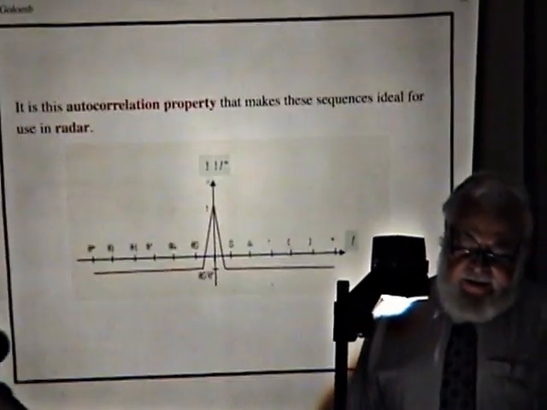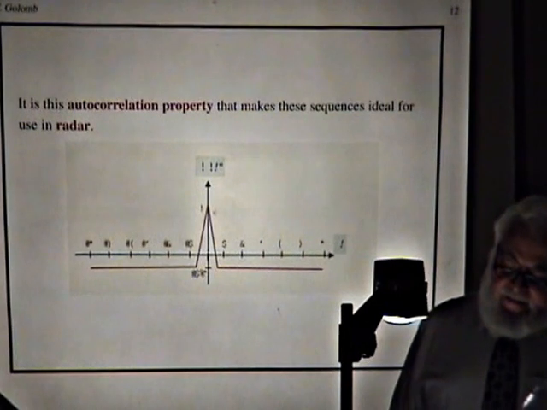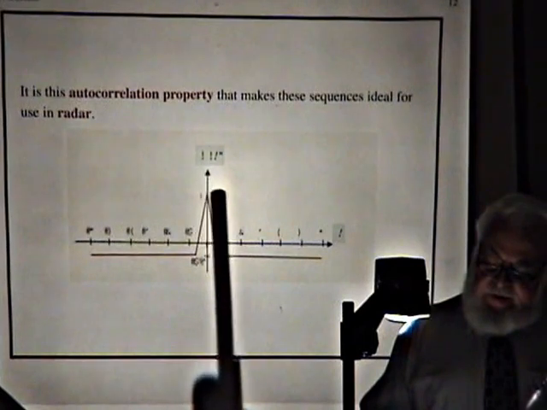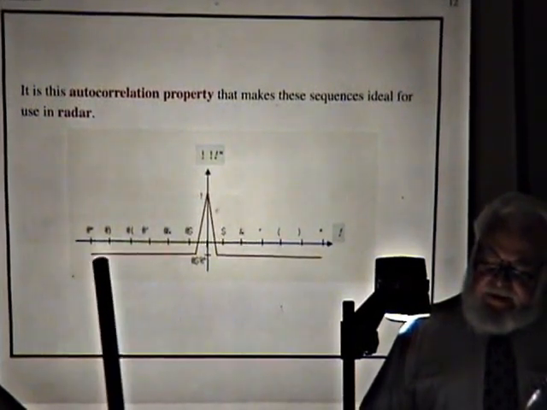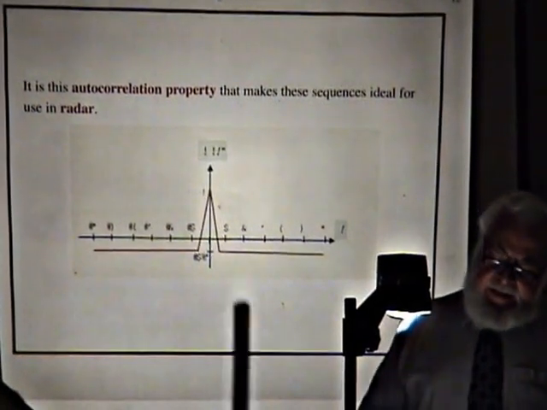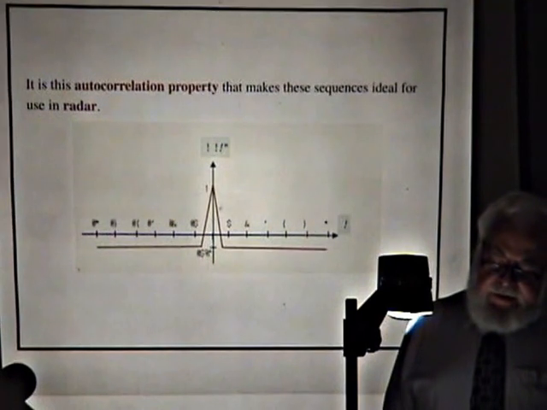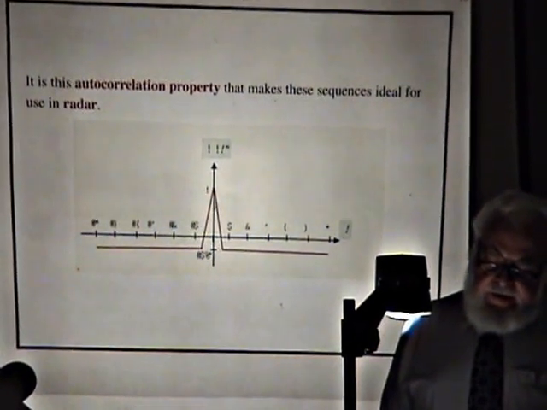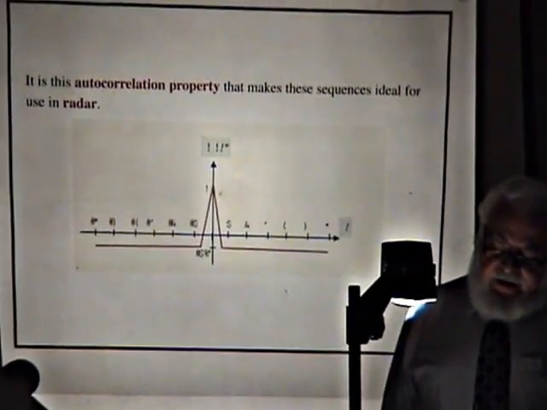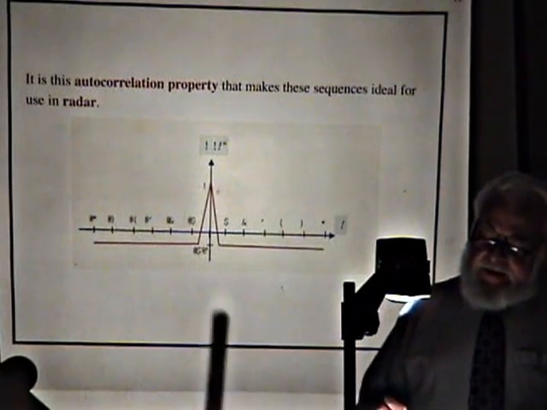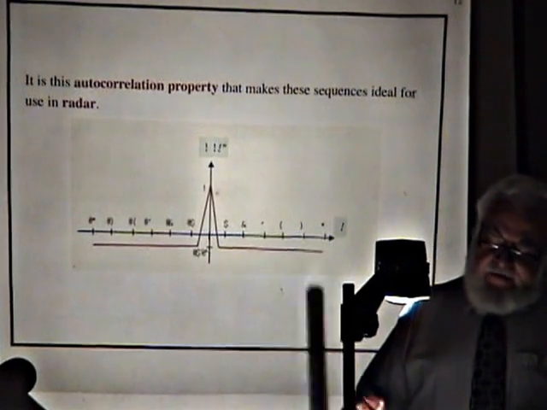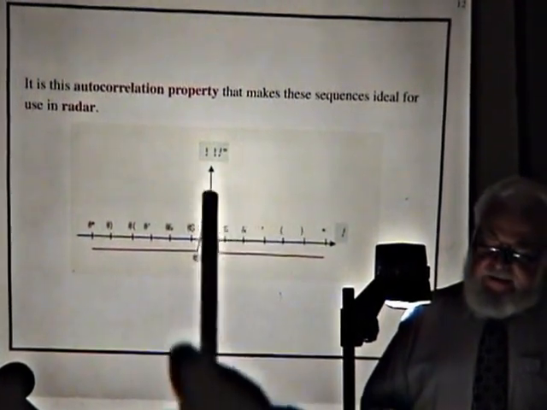So if you plot the autocorrelation function, it will have a value of 1 at a shift of 0 and a value of -1 over p at every shift that is not a multiple of the period. And this property, among other things, makes these sequences ideal for use in radar, where you want this kind of correlation spike to indicate when the shifted sequence matches the reflected sequence matches the transmitted sequence.